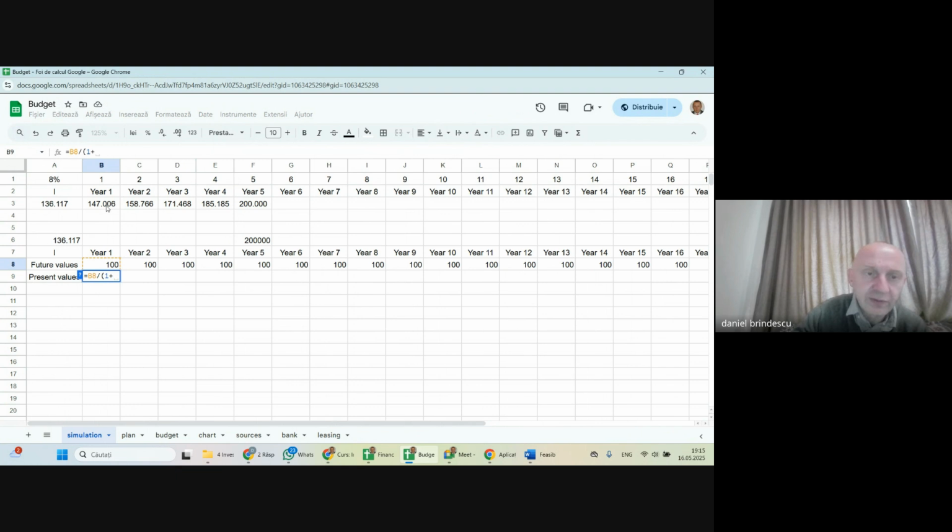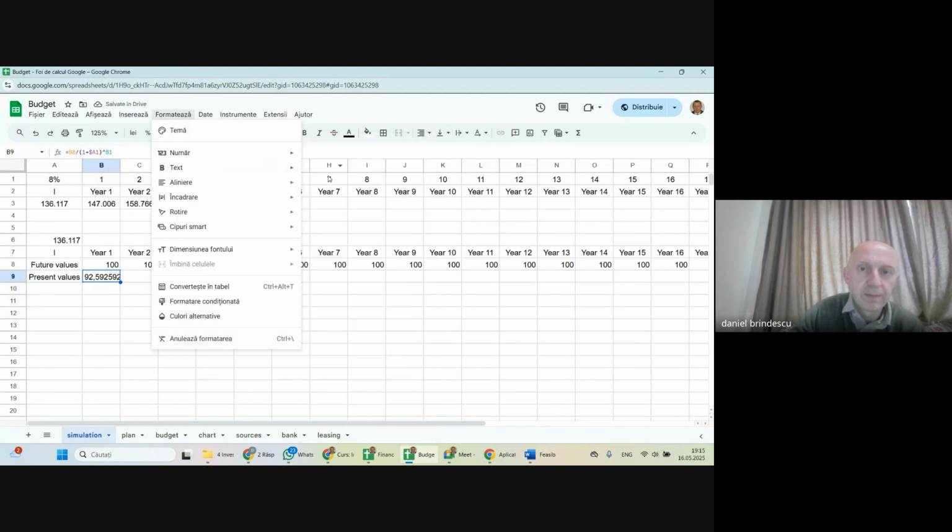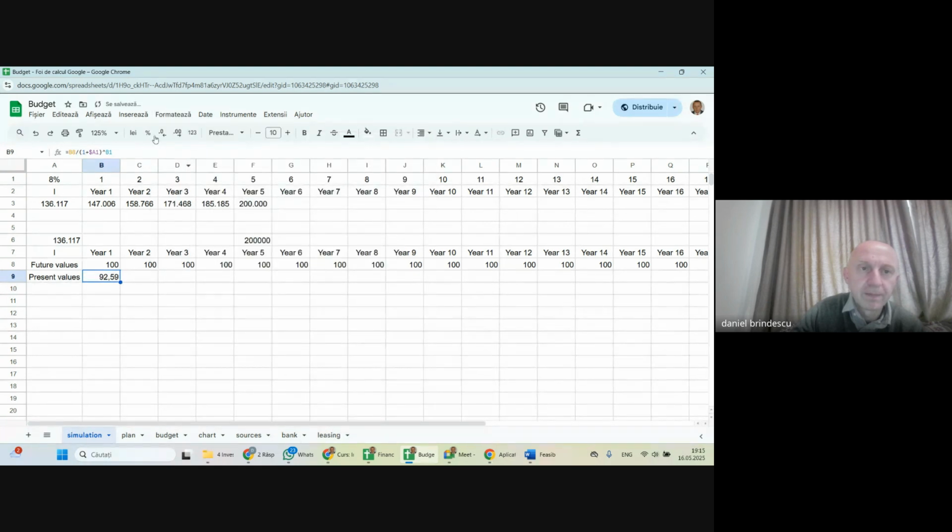Over 1 plus 8% at the power of 1. So the 100 from within 1 year in the future is 93 today. 100 from 2 years, 86.